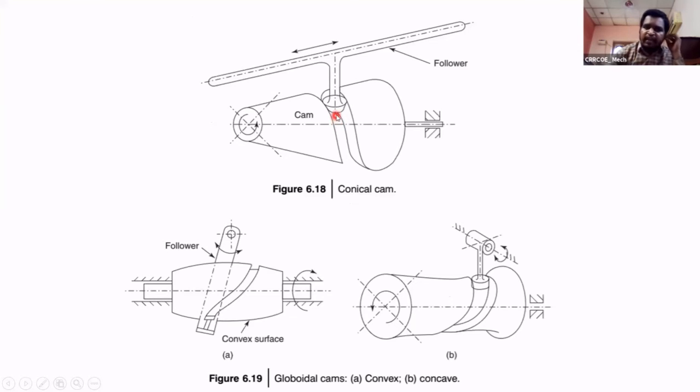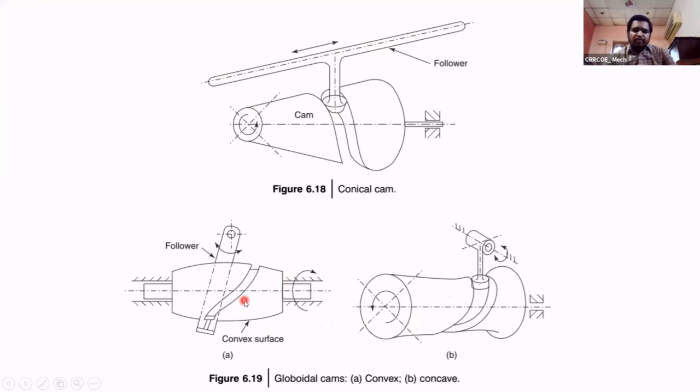Here, this is the conical cam. The cam is in the shape of a cone. The rotation of the conical cam causes the linear motion of the follower, meaning it is reciprocating leftward and rightward. And these two are the globoidal cams.